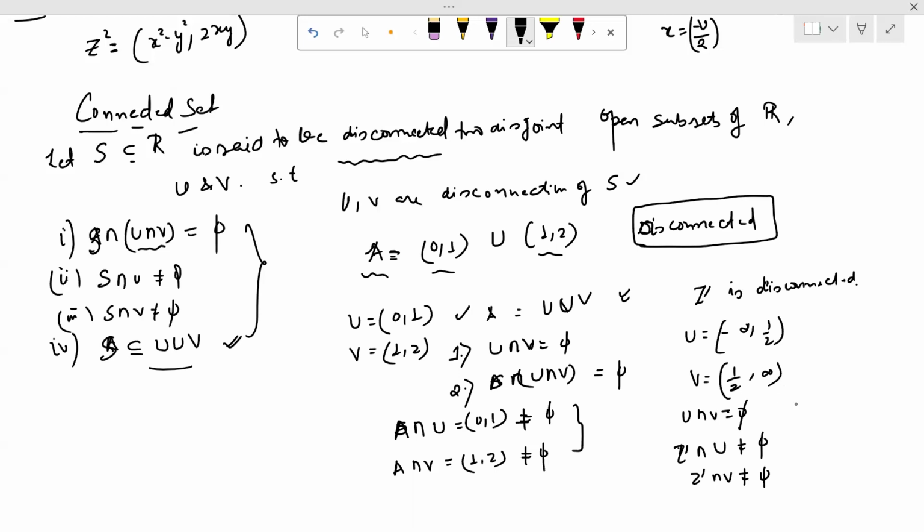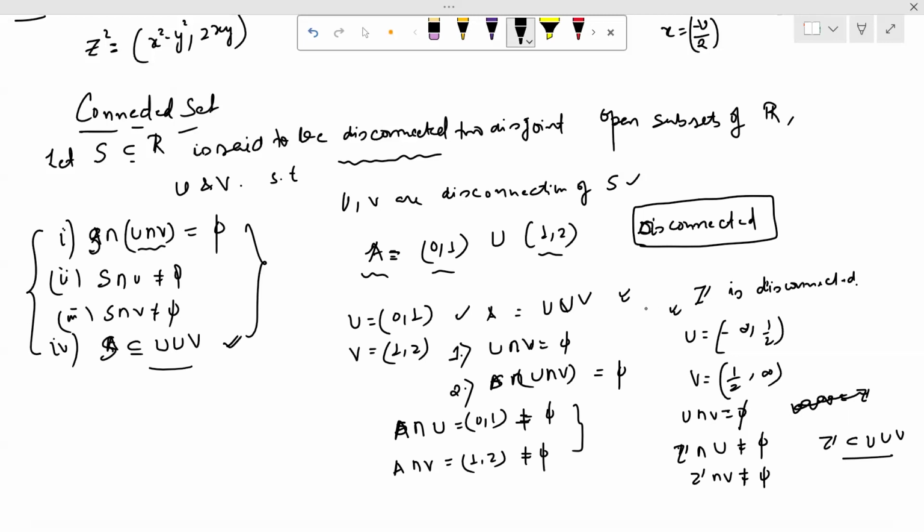And you know that if you do the union, you can write that Z is contained in U union V. So it satisfies all the properties that are given here, and therefore this is also a disconnected set.